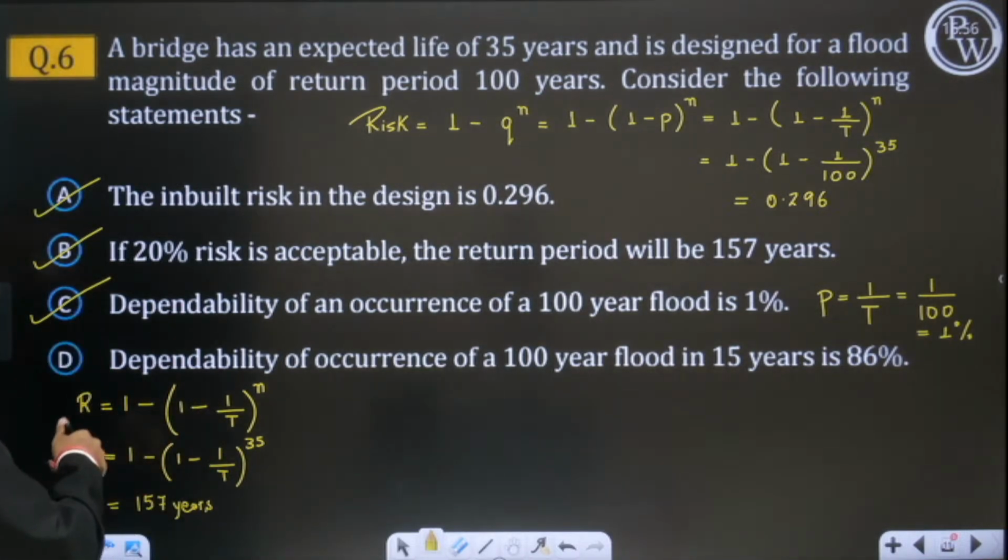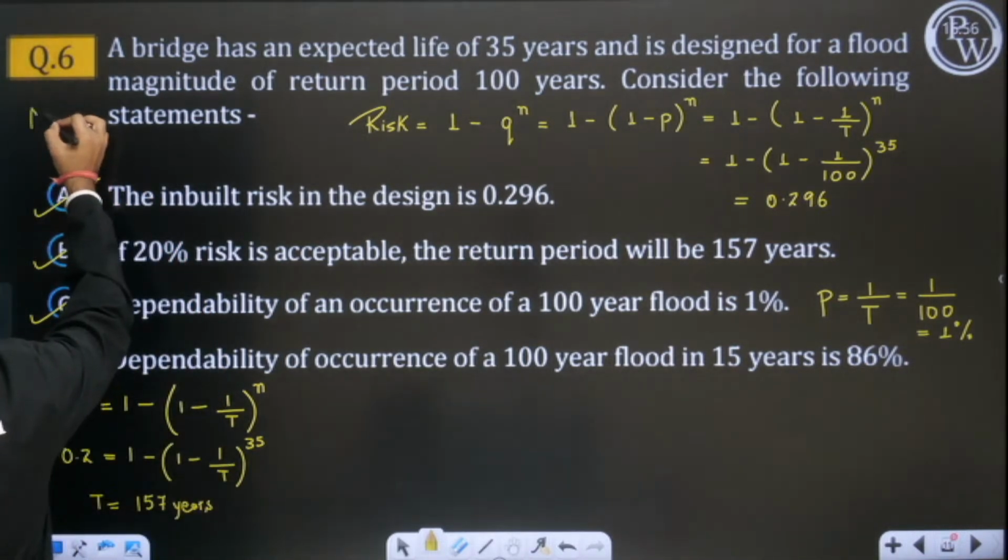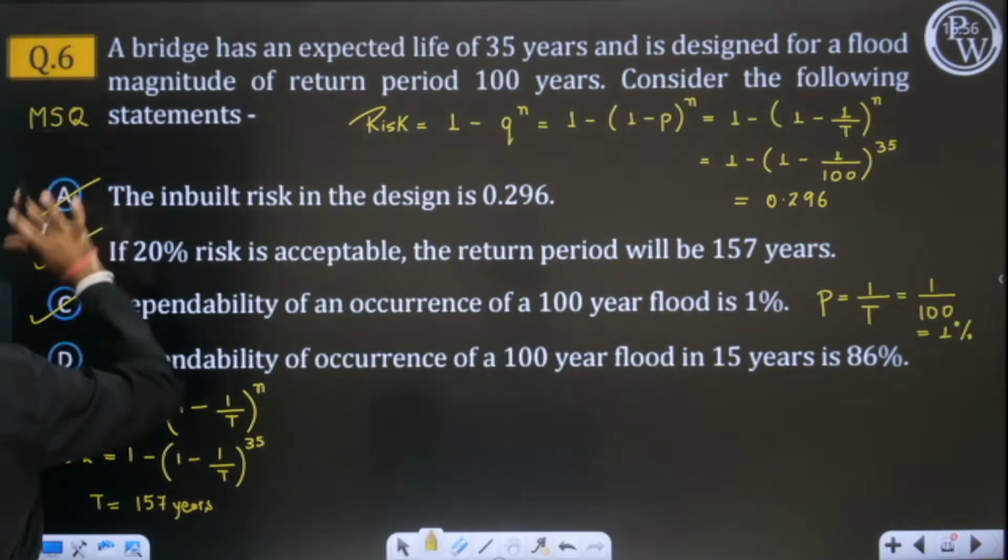See, this is MSQ. This is multiple select question. I hope this is clear to you.